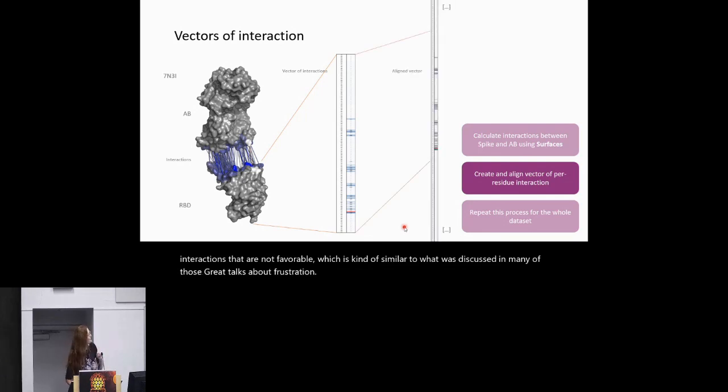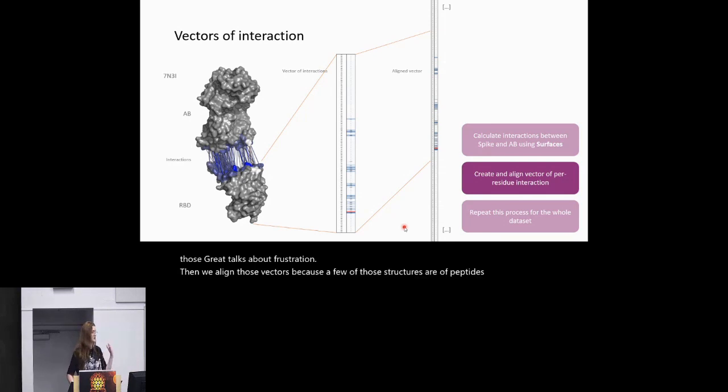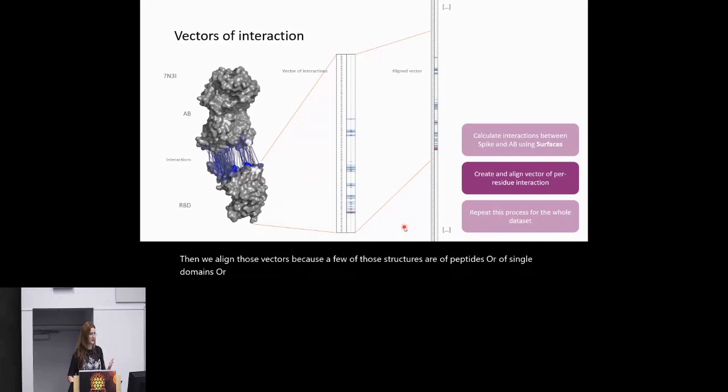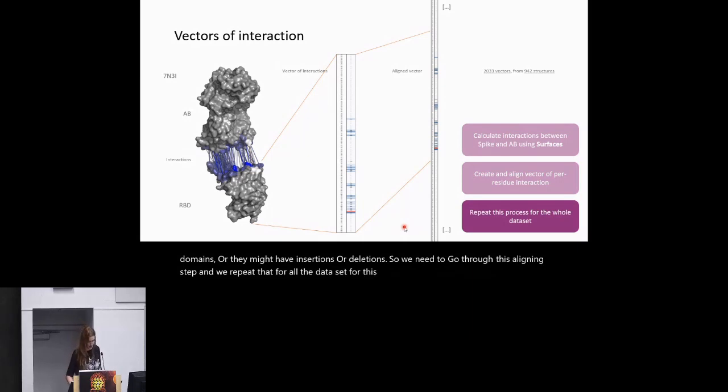Then we align those vectors because a few of those structures are of peptides or of single domains, or they might have insertions or deletions. So we need to go through this aligning step. And we repeat that for the whole data set. For this particular case, the data set of complexes with antibodies was of 942 structures.